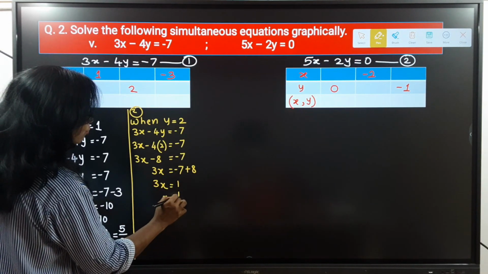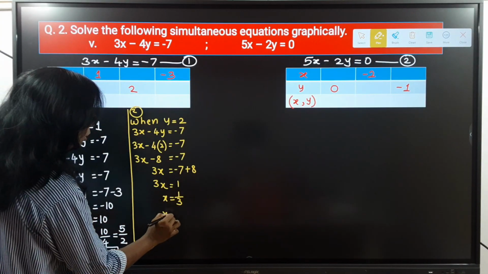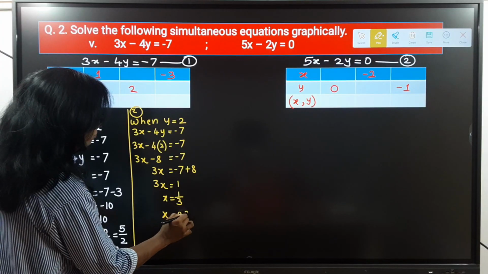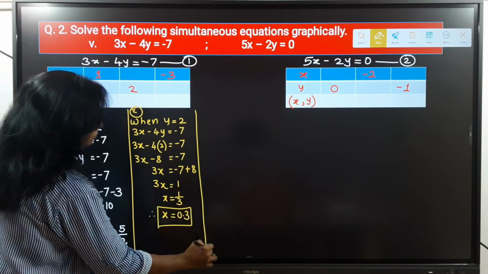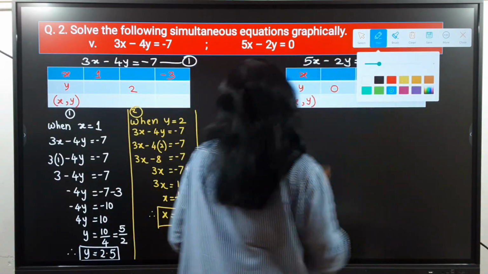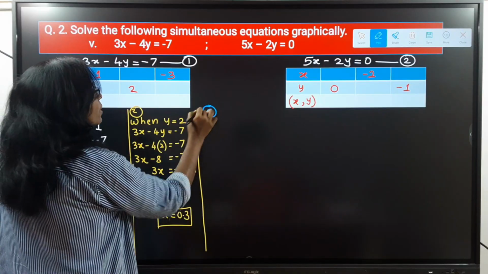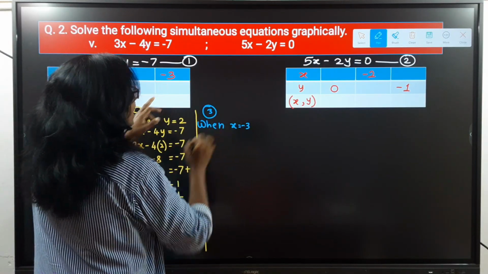So x is equal to 1 upon 3. That means here in the decimal form we can write 3 3s are 9. Okay. So that's why here x is equal to 0.3. Okay. Now the third value, students, further consider the third value here, when x is equal to minus 3.